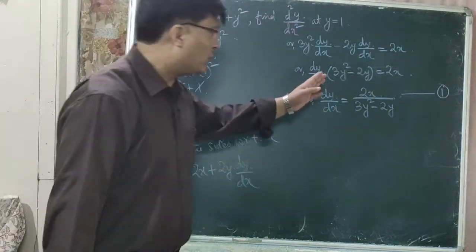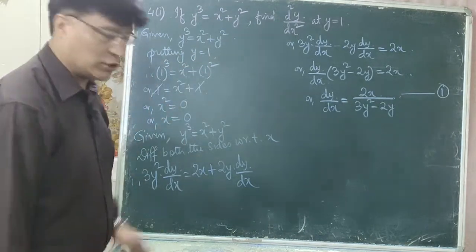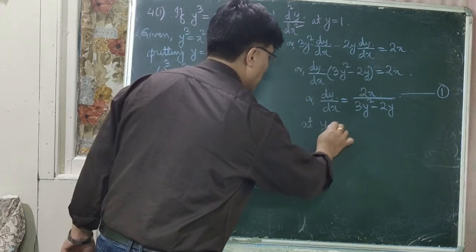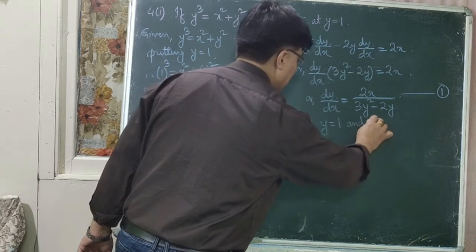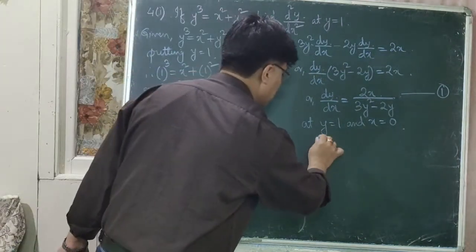But let us get the value for dy by dx when y is equal to 1 and x is equal to 0. So at y is equal to 1 and x is equal to what? 0. Okay, let us get the value for dy by dx.